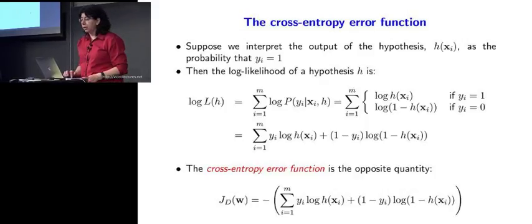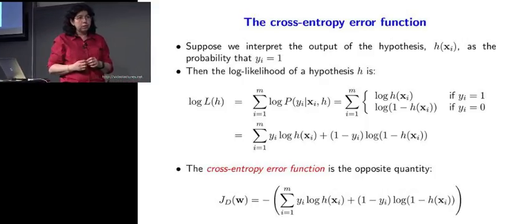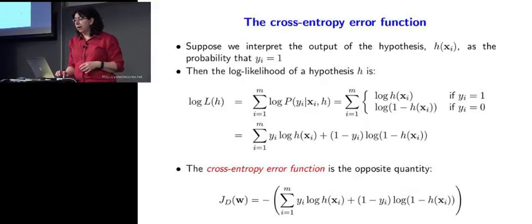So what's the log likelihood of a hypothesis? Well, if the output is 1, then it's given by log h of xi. And if an example has label 0, it's log of 1 minus h of xi. So we can take these terms and put them under one formula, using this trick, noticing that y is either 1 or 0. So in that case, 1 minus y is 1. And so we can take this bracket and put it all together using y and 1 minus y.